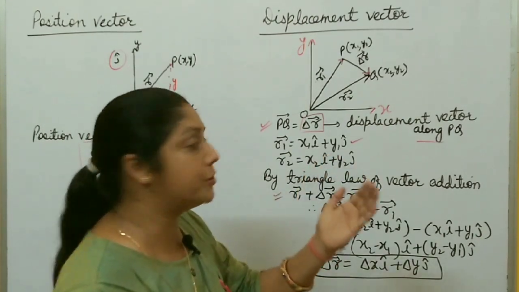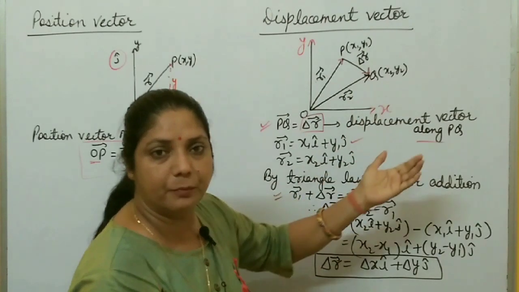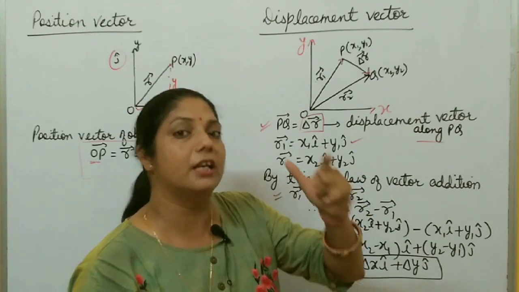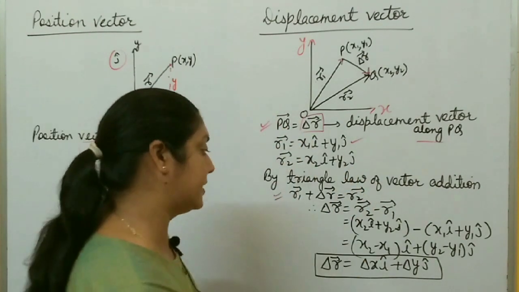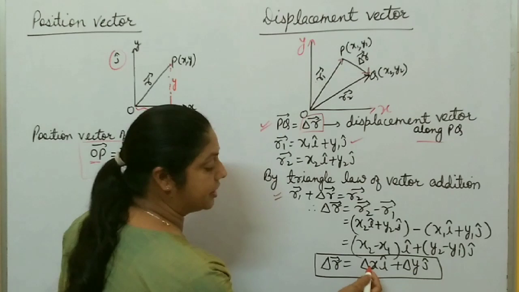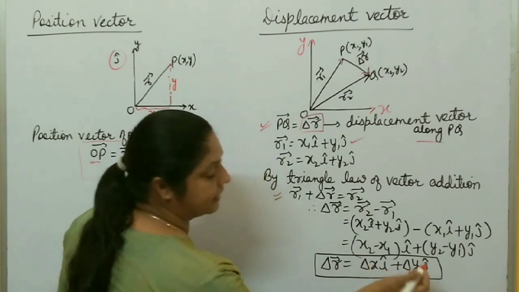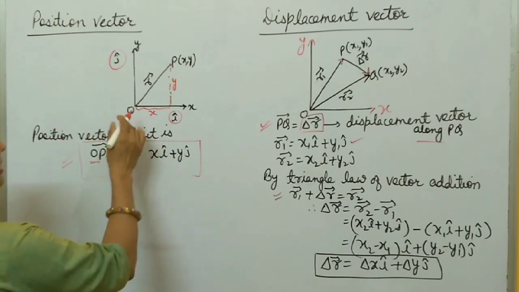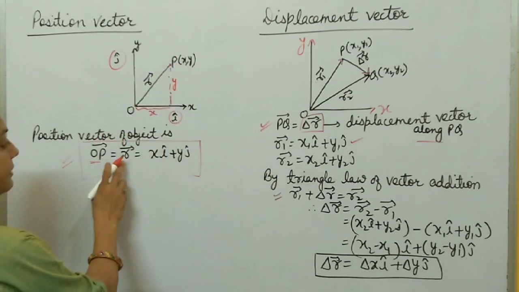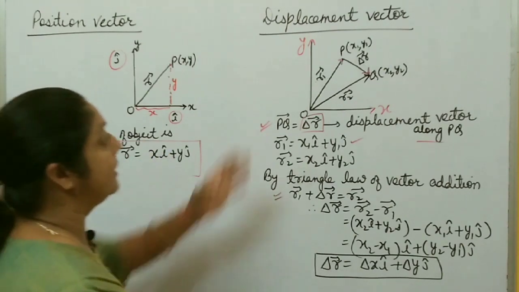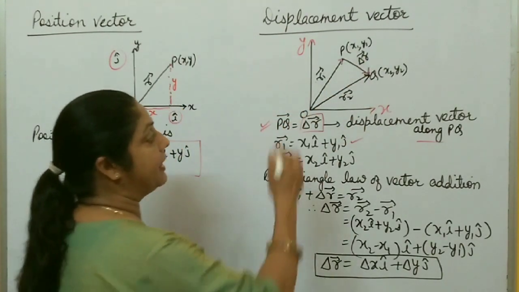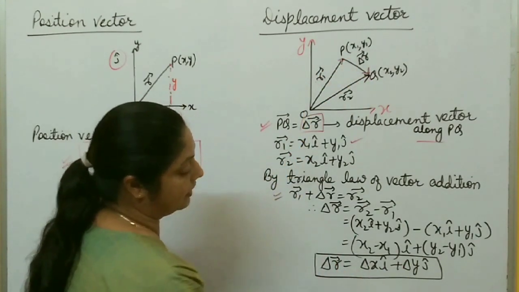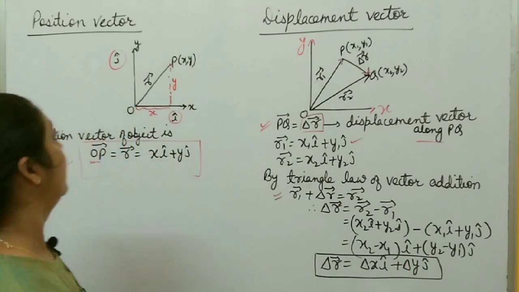Displacement vector is the change in position from one point to another point. When a particle moves from one position to another, there is a change along the x-axis and along the y-axis both. So delta r equals the change along the x-axis, delta x i, plus delta y j. You must remember these things: the position vector, the distance from the origin to the point P, is given by r equals xi plus yj, and this displacement vector delta r, when the particle changes position from one to another, is delta xi plus delta yj. Okay, hope it's clear to all of you.